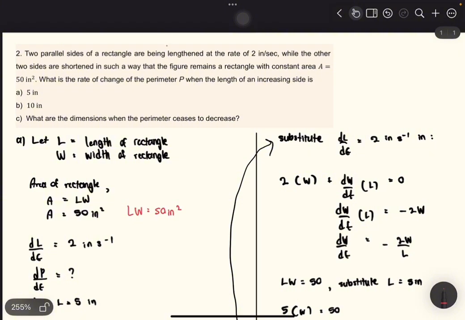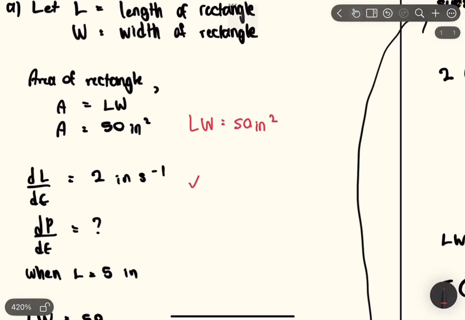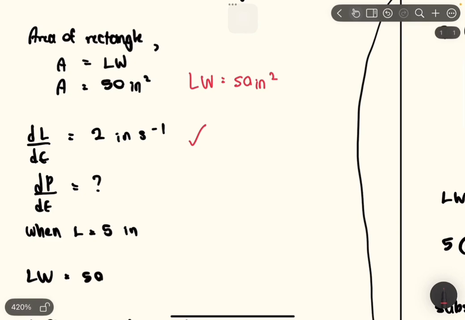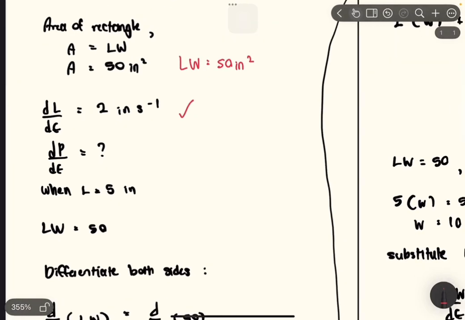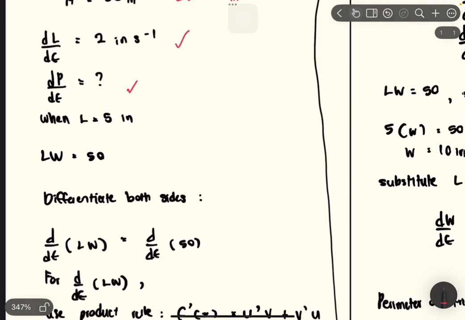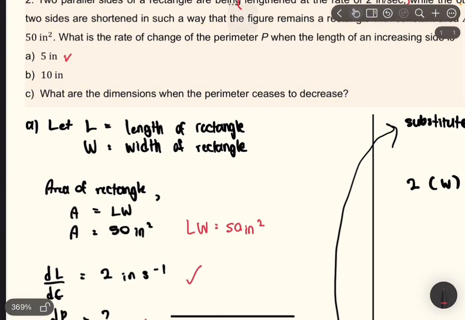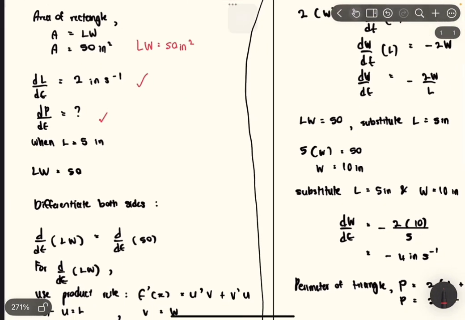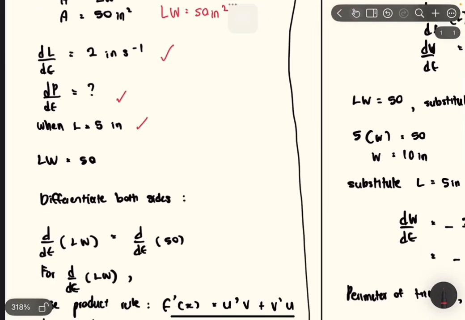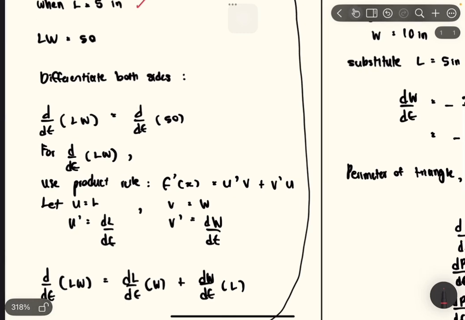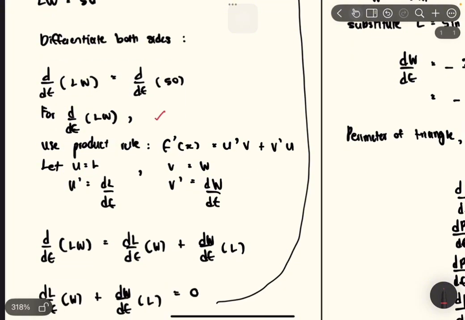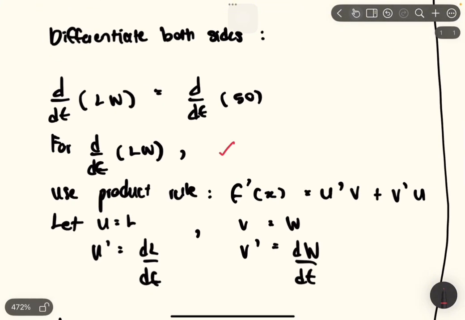Two sides are being lengthened at the rate of 2 inches per second, indicating that our dL over dt is 2 inches per second. So it's asking for dP over dt. For question A, when the increasing side is 5 inches, you should first of all differentiate both sides.